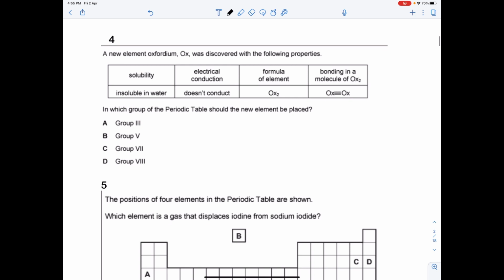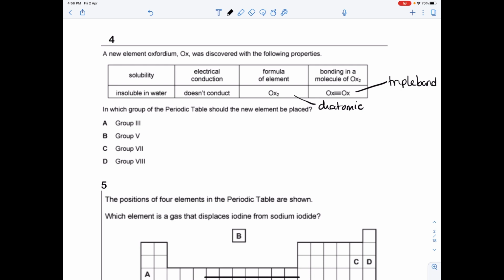4. A new element, oxfordium, was discovered with the following properties. It's insoluble in water, it doesn't conduct electricity, it forms a formula with oxygen of OX2, and the bonding in the molecule is triple bonded. Okay, so it's going to be diatomic. This means that it's diatomic, and this means that it's going to form a triple bond with itself.